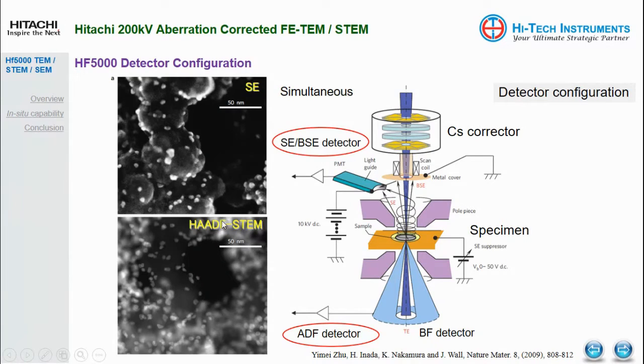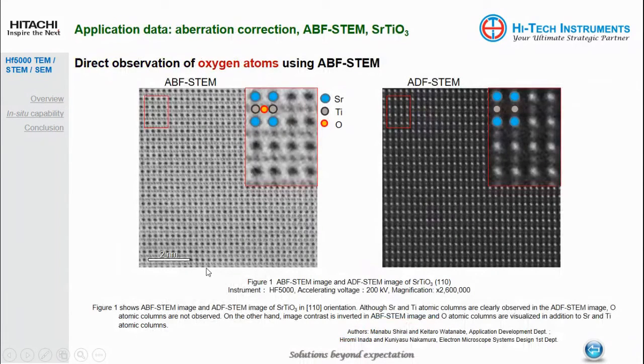You can capture the images simultaneously. So you see that for the same area, same location, for the SE imaging and the ADF STEM imaging, dark field imaging, you will see different information from your sample.